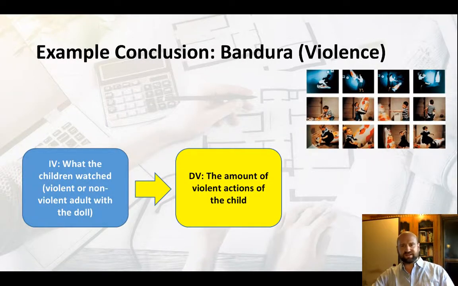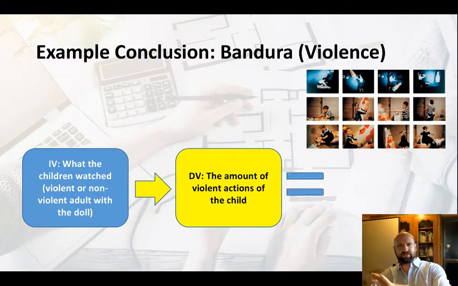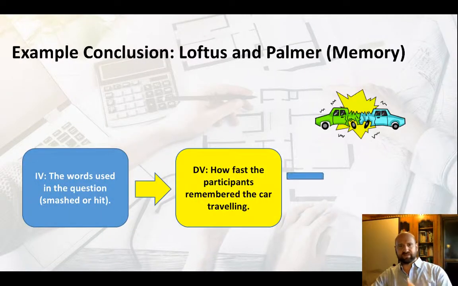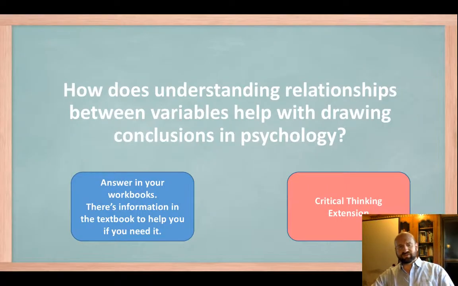So looking at understanding that it's how the IV affects the DV and the results, right, is going to allow us to make a conclusion. And so I just give a couple of examples here from Loftus and Palmer and Bandura, and then you can let them go back and carry on with that activity. And then yeah, they can have a go at answering the guiding question, and there's a critical thinking extension.